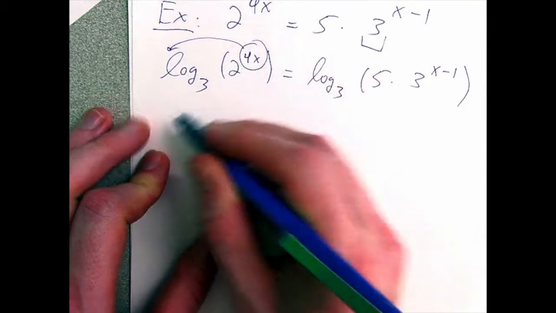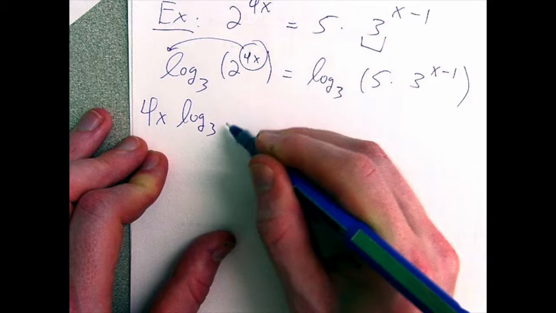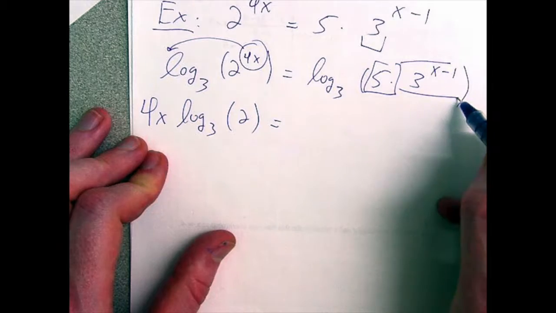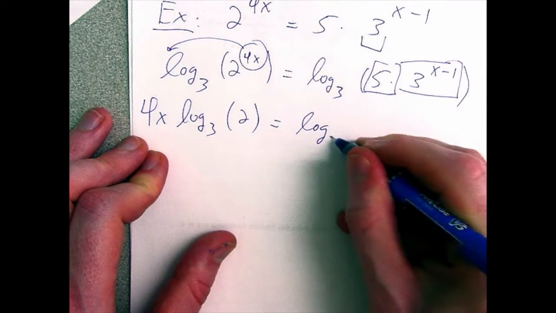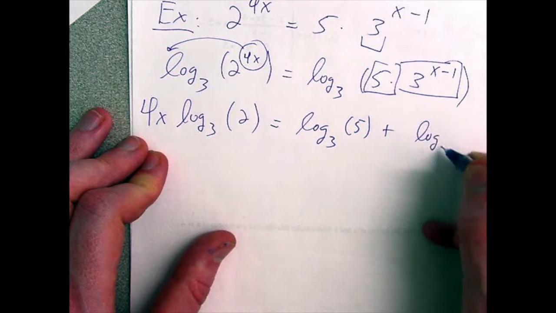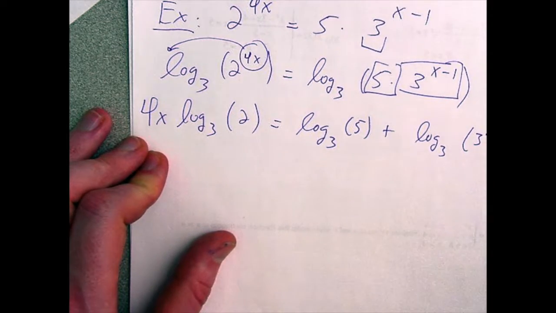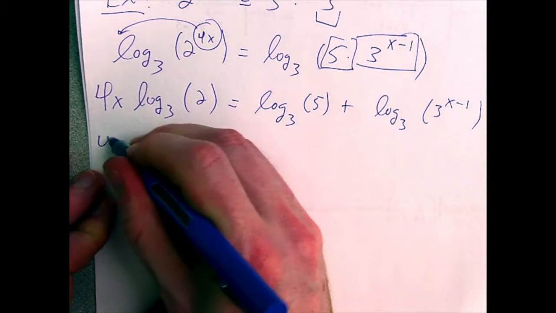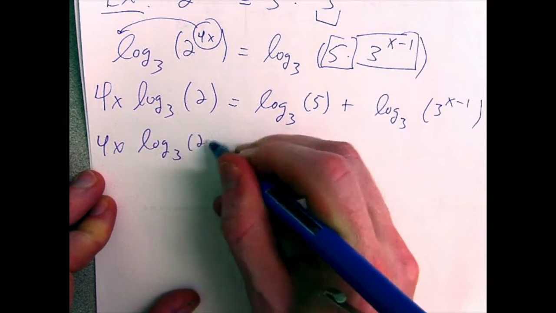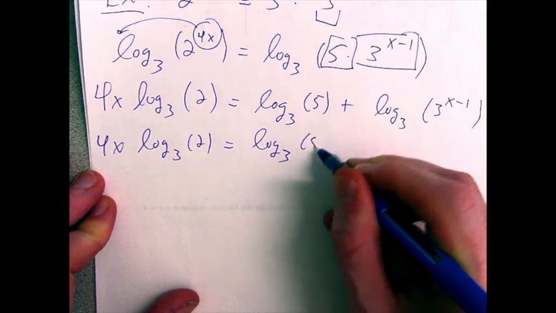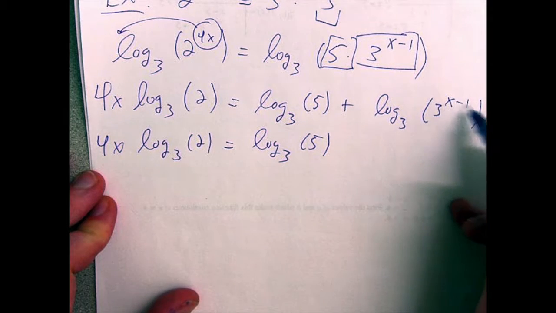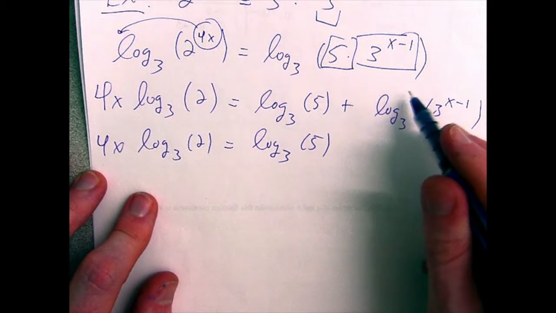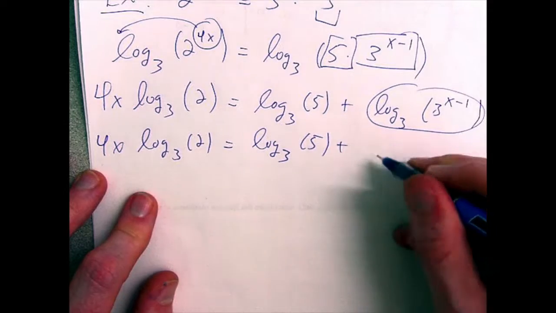So right now it's the same as before, and just like before, I'm going to say that 4x can be pulled down. 4x times log base 3 of 2 is equal to, and just like before, I have the product of one thing times another, so I have to write that as log base 3 of 5 plus log base 3 of 3 to the x minus 1. And here's where things get a little bit nicer. I'm just going to leave this term alone. I'm not changing anything, just recopying that term. This term here, log base 3 of 3 to the x minus 1, exponentiating by 3 and taking logarithm base 3, they cancel. This expression is just x minus 1.